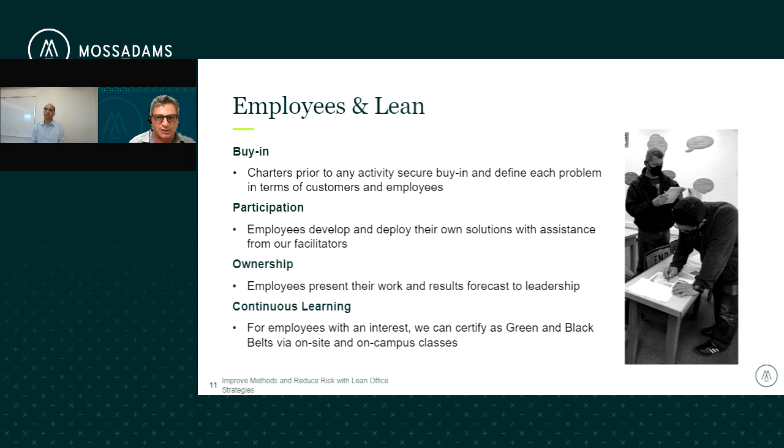We start the process with charters so that we identify the objectives so we can identify the process to improve. The key element is participation as employees develop and deploy their own solutions with assistance from our facilitators or senseis. Ownership: employees present their work and forecast to leadership, thereby empowering them and developing that cultural change to implement their own changes. And also an element is continuous learning for employees with an interest. We or other organizations offer an opportunity to upskill with green and black belts training, either on campus or on site for you.